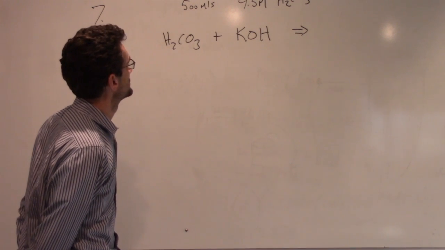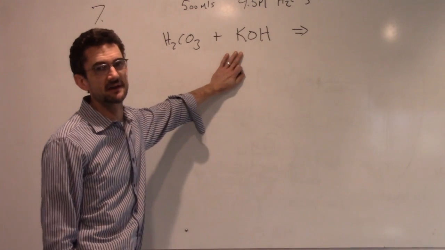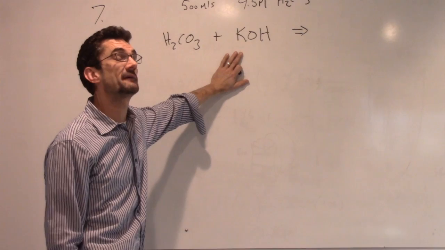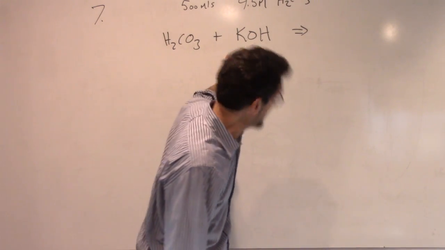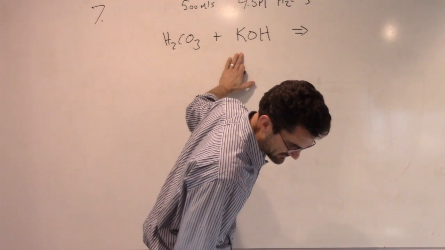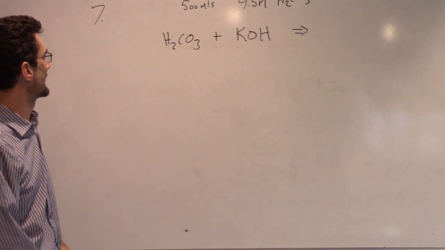Oh man, this is confusing. Where do we go from here? Well, the very first thing we've got to do is figure out what's going on here. We've got to write the chemical formula, and not only write it, but balance it. Well, they told us what it's going to make. It's going to make potassium carbonate, right?